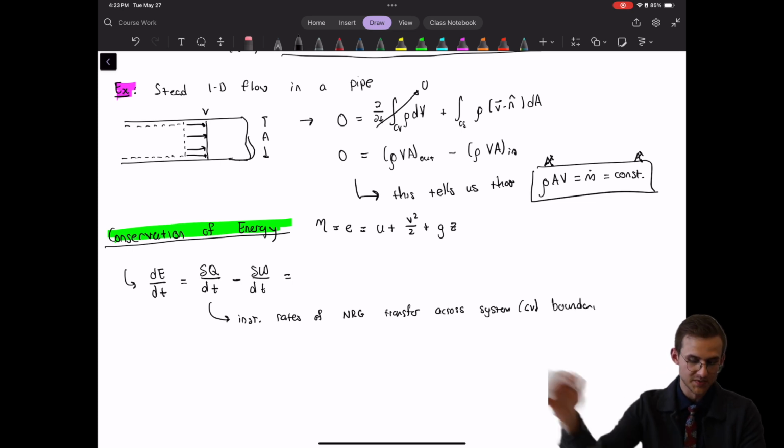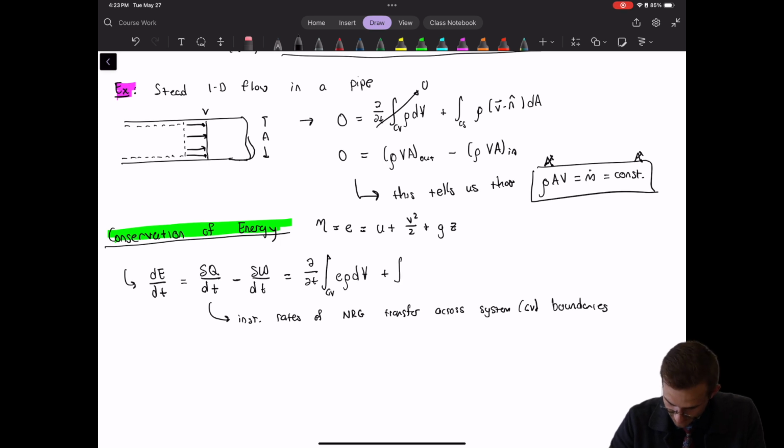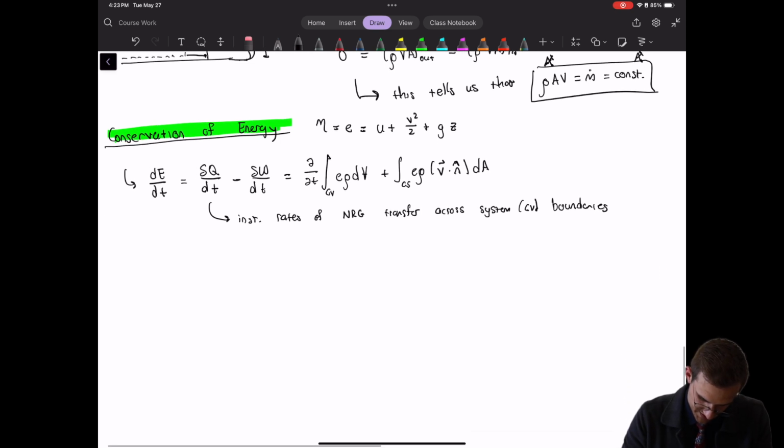Okay, so let's just be really explicit about that. So we can write this as d by dt over the control volume of E rho dV plus the integral over the control surface of E rho, same story as before, v dot n hat dA. Okay? So what can we use this relationship for? Well, let's talk about shaft or pressure work.